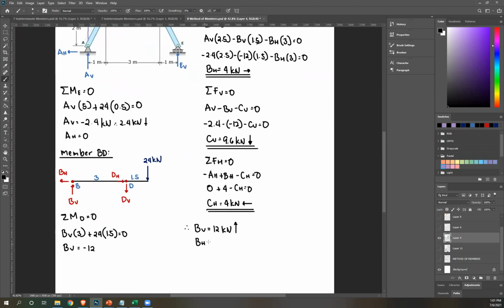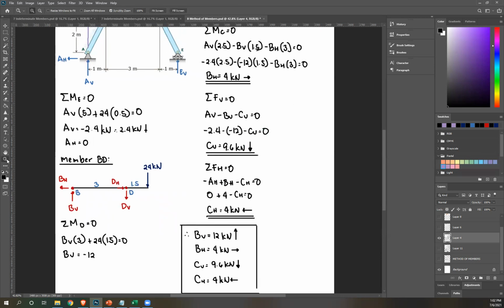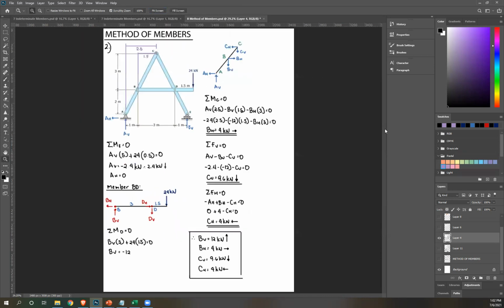And then BH, 4 kilonewton to the right. Next, CV, 9.6 kilonewton downward. And then finally, CH, 4 kilonewton to the left. Those are our final answers. Okay? Any questions for number 2? Please answer in the chat.